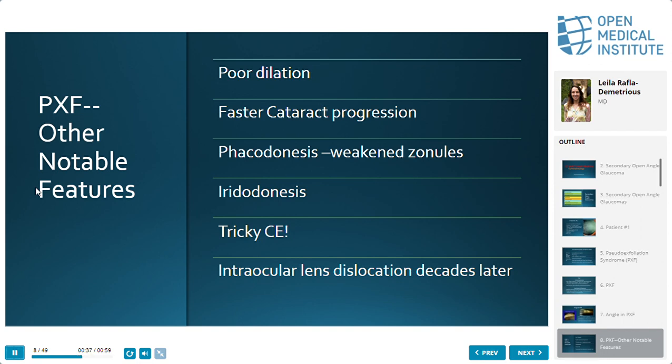As we have an aging population and we're seeing people who've had cataract extraction done 20, 30 years ago, we're seeing this increasingly often where posterior chamber lenses are actually dislocating and dropping into the posterior chamber. I've talked to a number of my retina colleagues who are seeing this more and more often. So it's also something always to watch for.